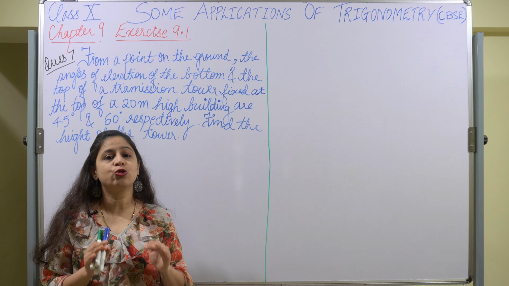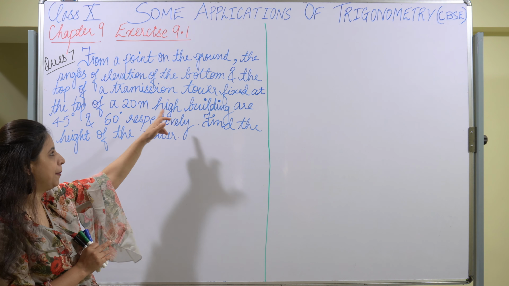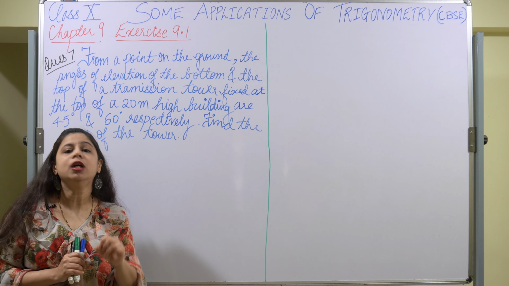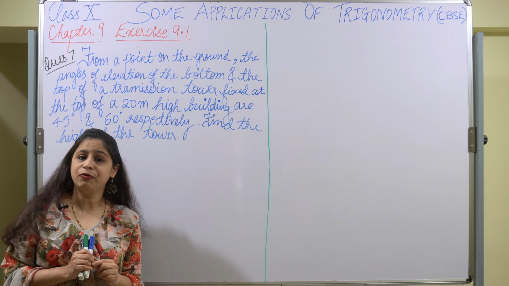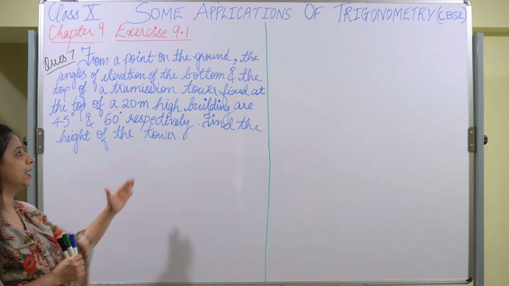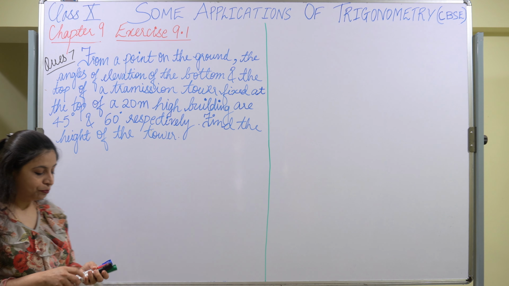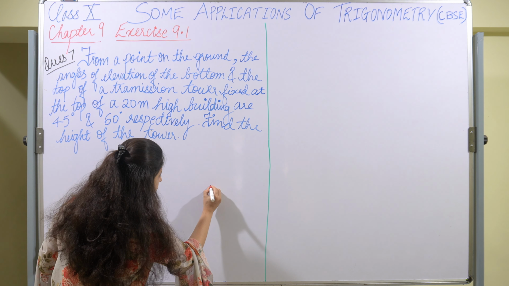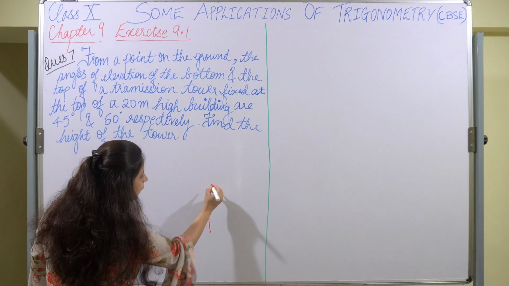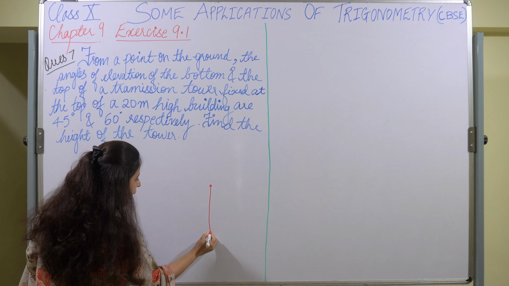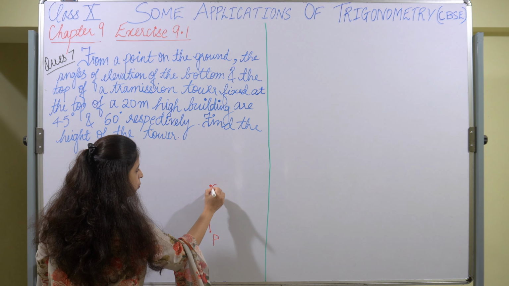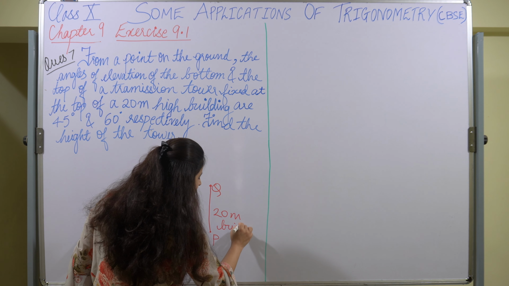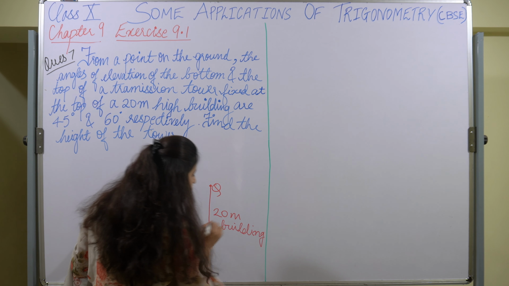So the first thing is to draw the building, which is 20 meters high, and the second thing is to draw the point from where the elevation is being viewed. Now let us draw the building. Let us say this is my building. I am marking it with PQ. My building is 20 meters high. I am writing building here to avoid confusion.